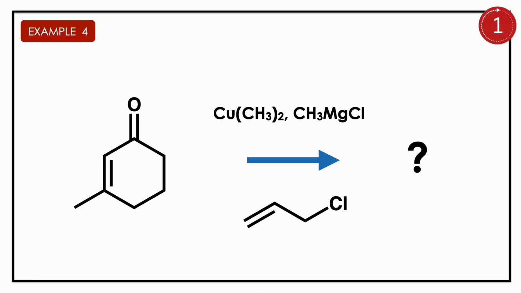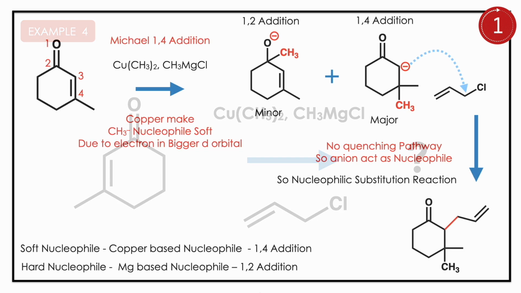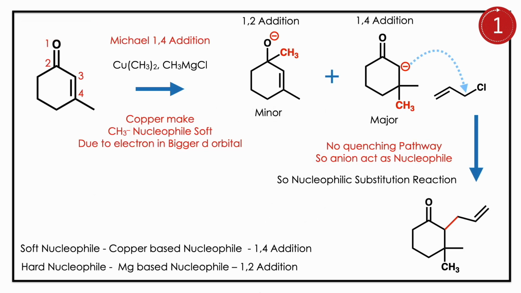Then the next example. Here you have alpha beta unsaturated cyclohexanone and you have a methyl group at the fourth position. You are reacting with alkyl halide, a chloride, with copper and a magnesium organometallic compound. You should find what will be the final product. Here you have copper. Copper always promotes the soft nucleophile. So copper based nucleophiles are soft. It will undergo 1,4 addition. So the methyl group adds to the fourth position, which is the major one.